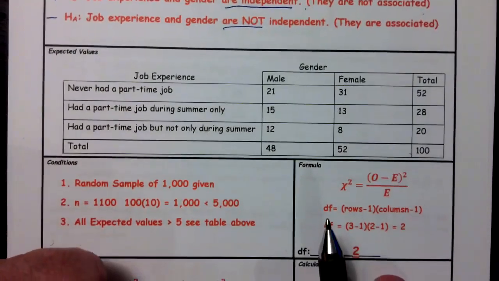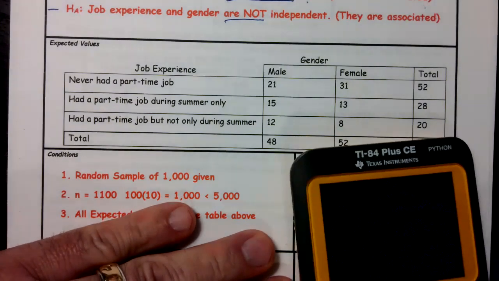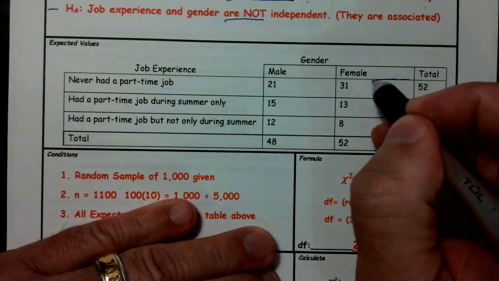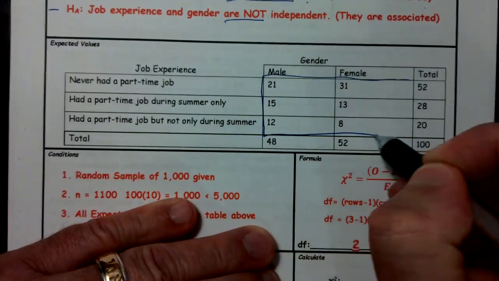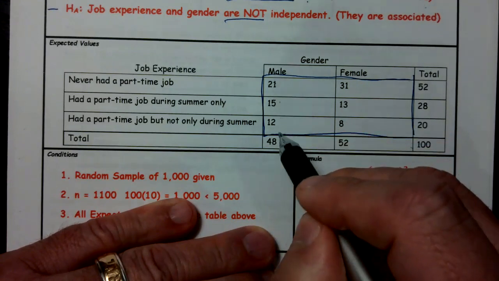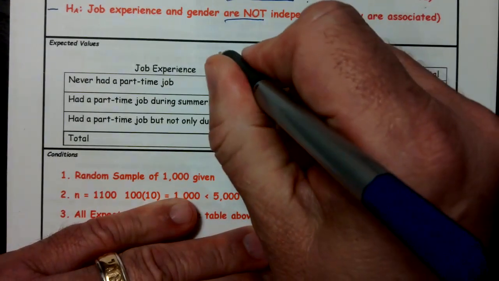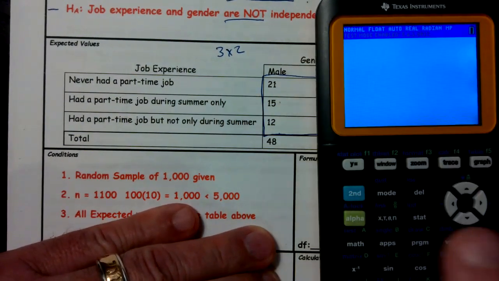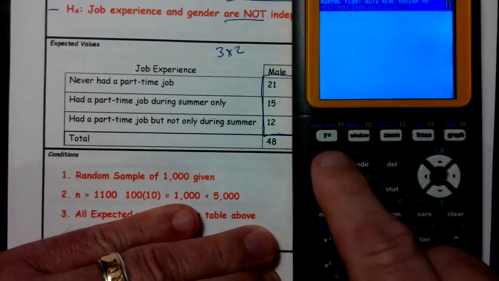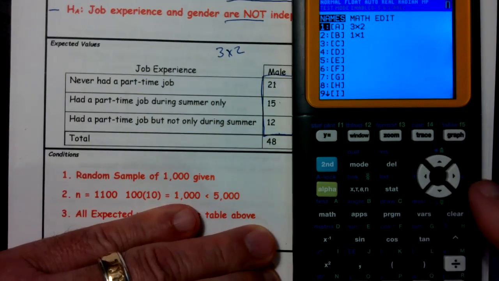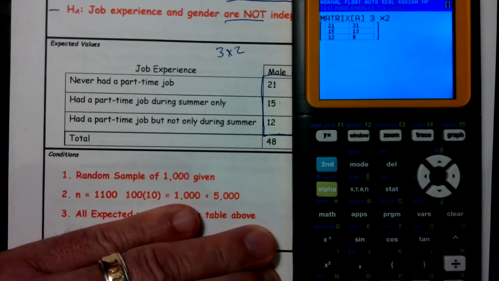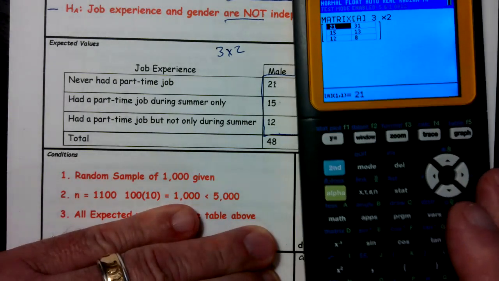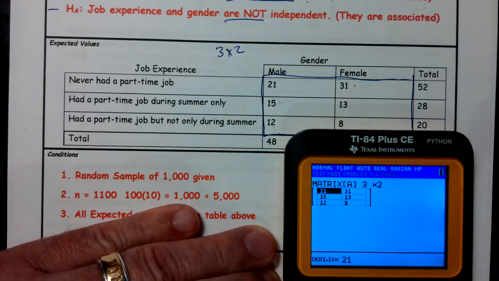The expected values. First off, we never look at the totals. We only look at the part of the table that does not include the totals. So I have 3 rows and 2 columns, a 3x2 matrix, and we need to find our expected values. To do that, press second, then matrix, arrow over to edit, and say it was a 3x2 matrix.